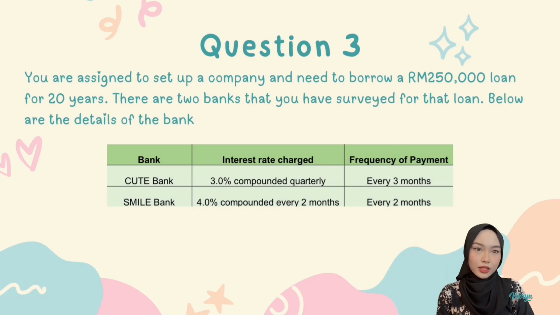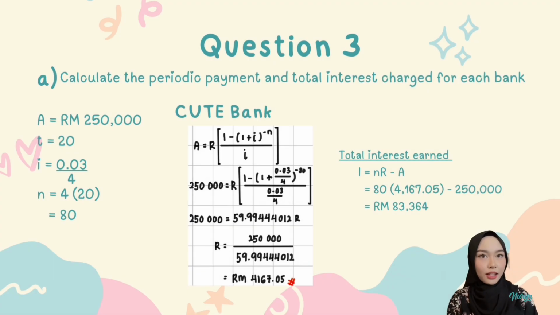Now, we move to the third question. You are assigned to set up a company and need to borrow a 250,000 loan for 20 years. There are two banks that you have surveyed for that loan. Below are the details of the banks. You have two banks to choose from: Cube Bank, which offers 3.0% compounded quarterly, and Smile Bank, 4.0% compounded every 2 months. Question 3A. Calculate the periodic payment and total interest charged for each bank.